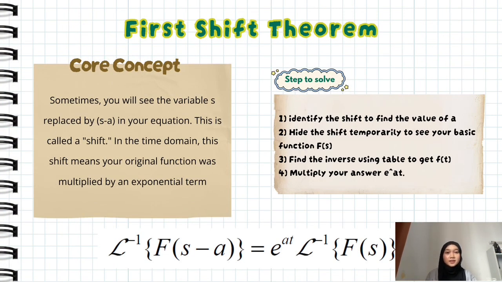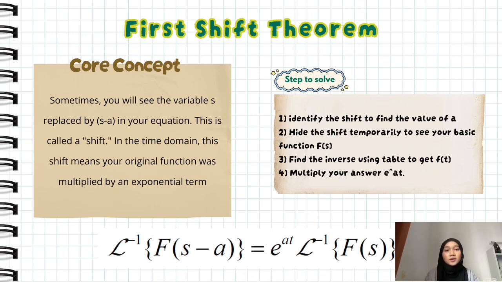The second property is the first shift theorem. Sometimes the s variable in the denominator is shifted, appearing as s minus a instead of just a plain s. This frequency shift means that the original time function was multiplied by an exponential term. So, the formula is written as capital L inverse of capital F of the quantity s minus a equals e to the power of at times lowercase f of t.